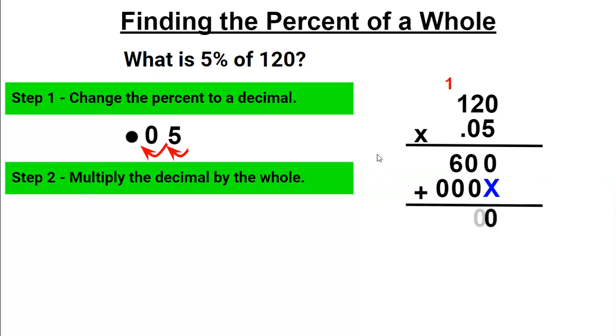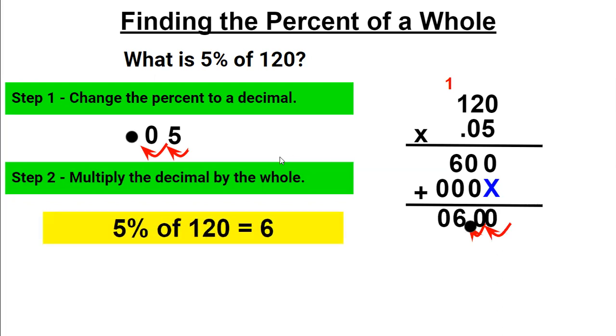So 0, 0, 6, and 0. And we have to have 2 numbers after the decimal. So it starts at the end. We go 2 spots to the left. And that's where we're going to put our decimal. So that's 6.00. We can drop the 0 in front of the 6 and the 2 zeros after the decimal point. So it's really just 6. So 5% of 120 equals 6.